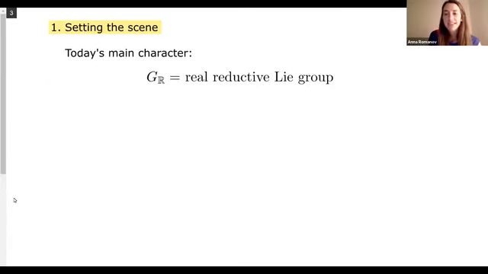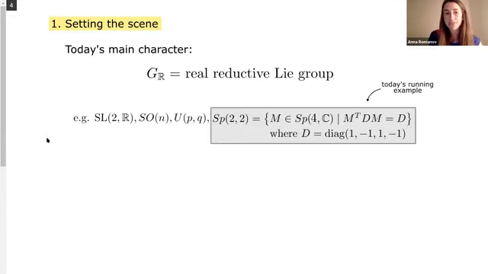So the main character for today's talk is going to be a real reductive Lie group. For example, you can think about SL2(R), SO(n), U(p,q), or my favorite example of today, which is going to be Sp(2,2). Normally when I give talks, I like to use SL2 as a running example, but today I decided to bump it up a notch and do this symplectic example throughout because it displays this story really beautifully. So keep this example in your head and it'll keep showing up throughout the talk.